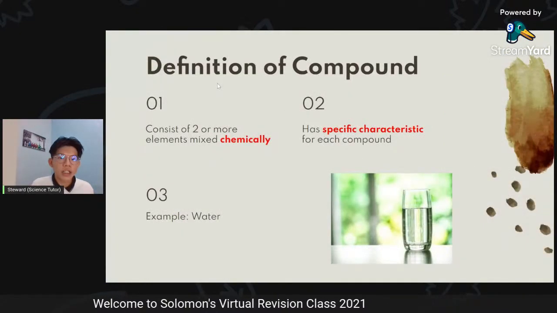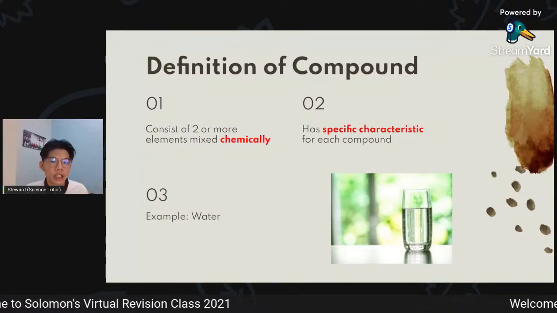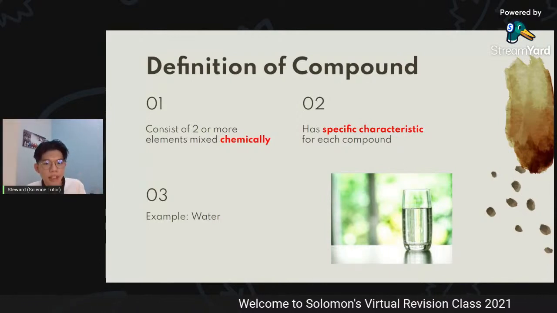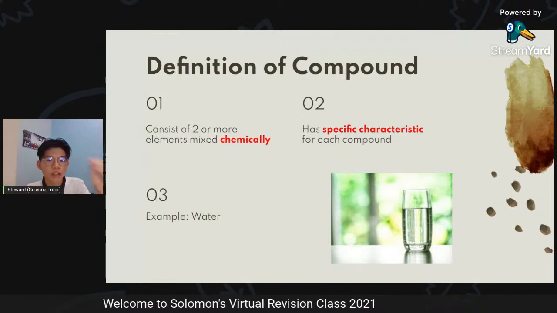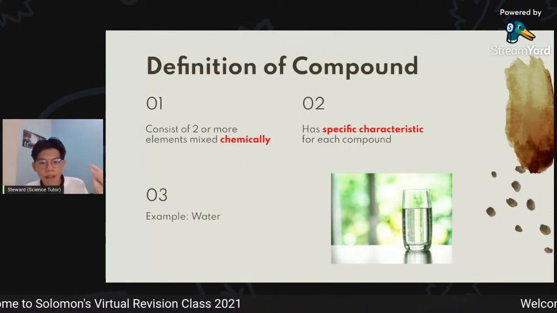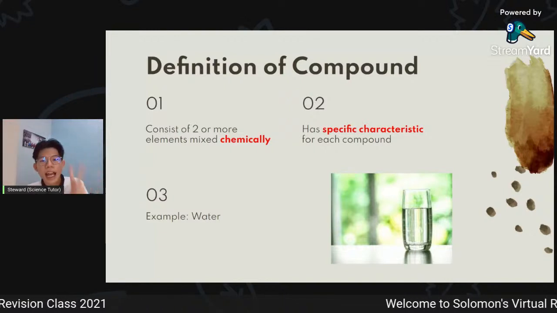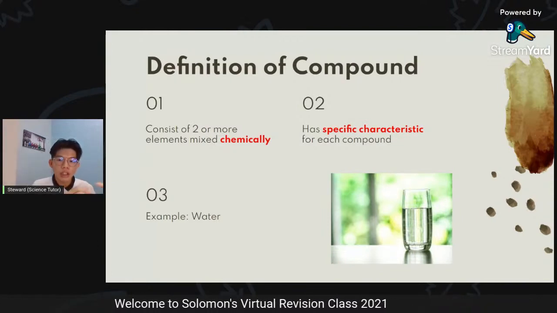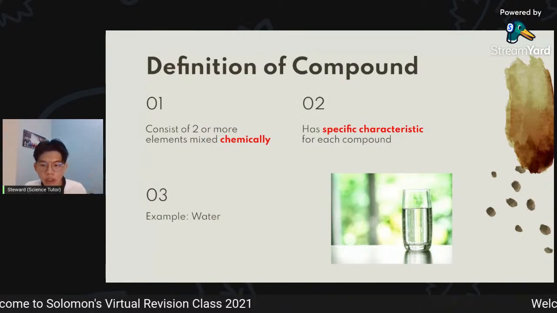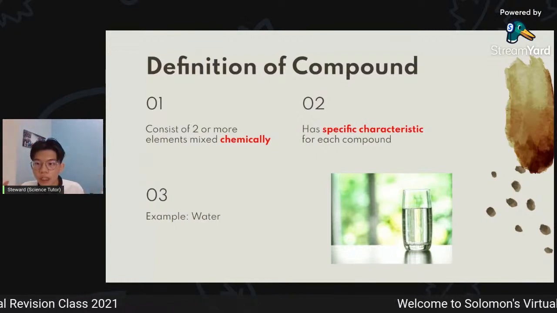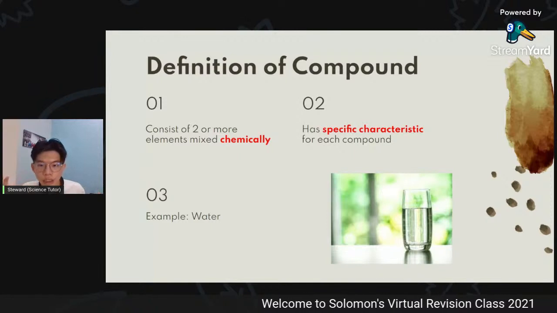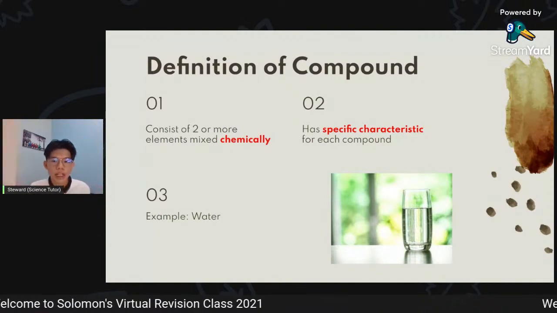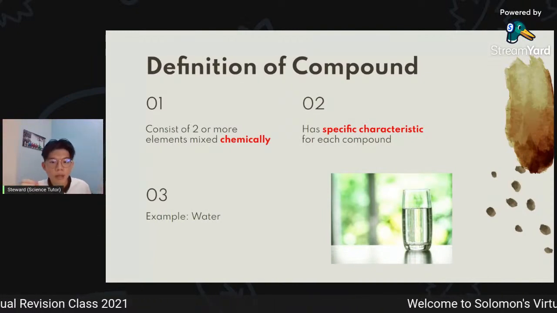For the definition of compound, first, it consists of two or more elements mixed chemically. I have to repeat this, chemically, to key it into your mind: compound, chemically. The second one is that each compound has specific characteristics. That means different compounds have different characteristics. For example, we have water, and then we have a metal oxide, for example iron oxide. Iron oxide is actually rusting, and we will talk about that further. So we have different characteristics: some are hard, some are liquid form, some are solid form.